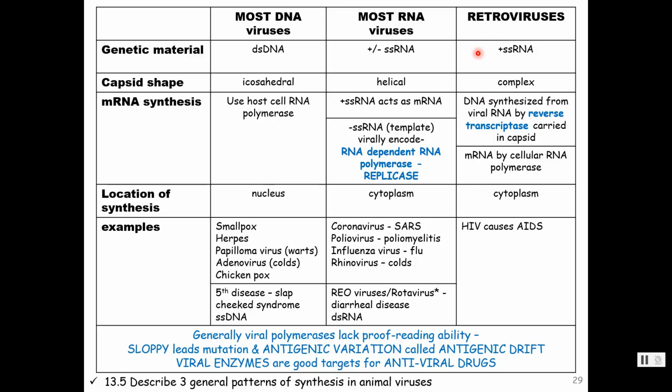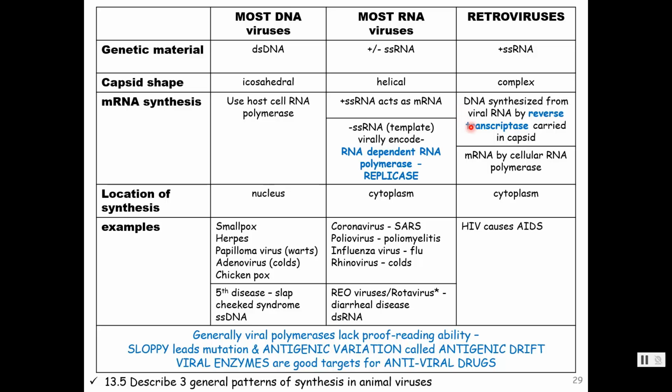Retroviruses, these are single-stranded RNA. They usually have a complex shape. And what's special about a retrovirus, retro means backwards. Retroviruses are RNA viruses that carry an enzyme reverse transcriptase so that they can go backwards. They can go from RNA to DNA.